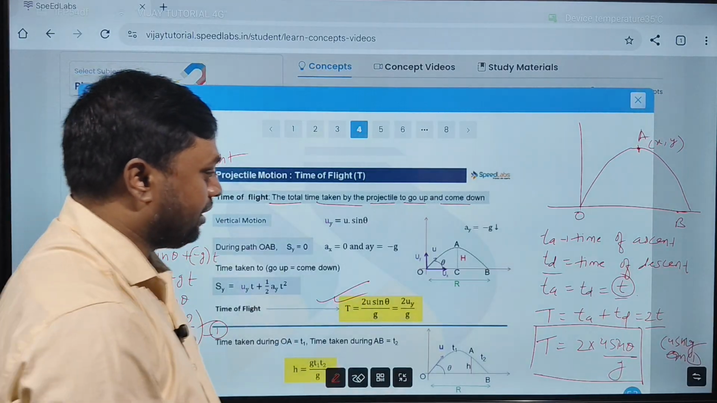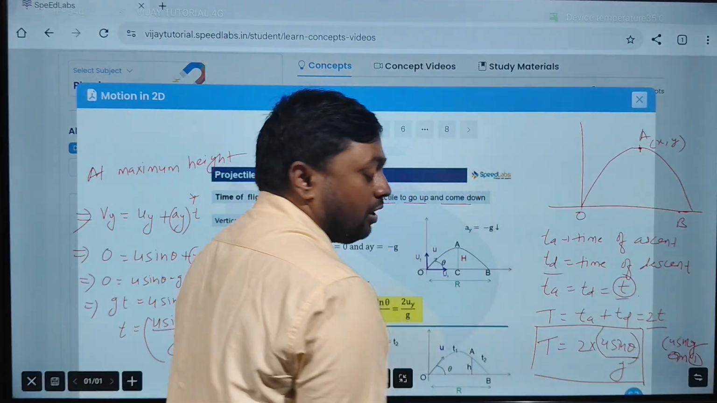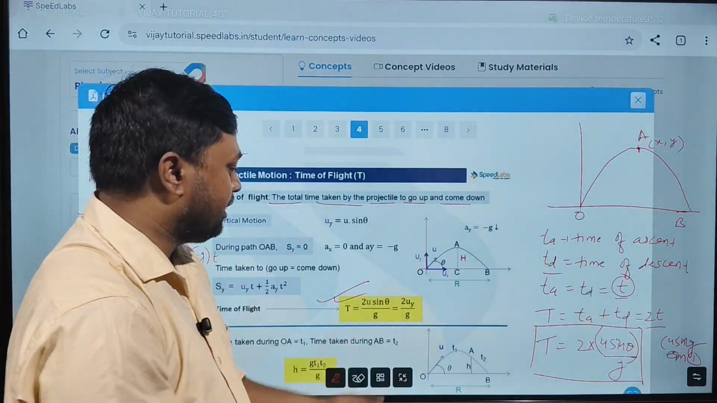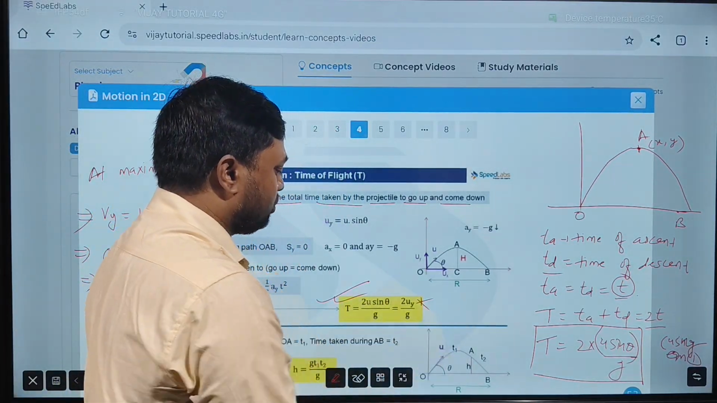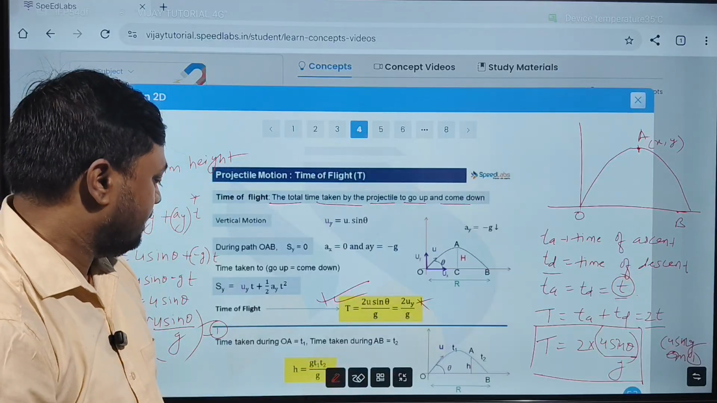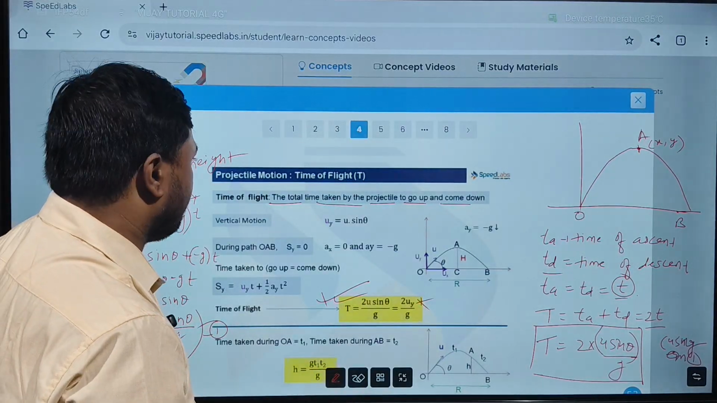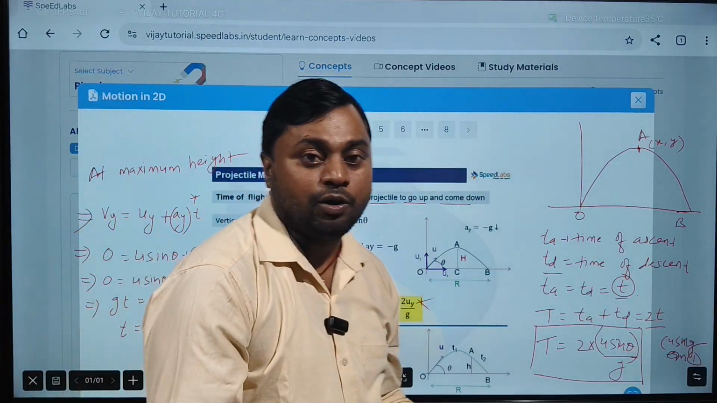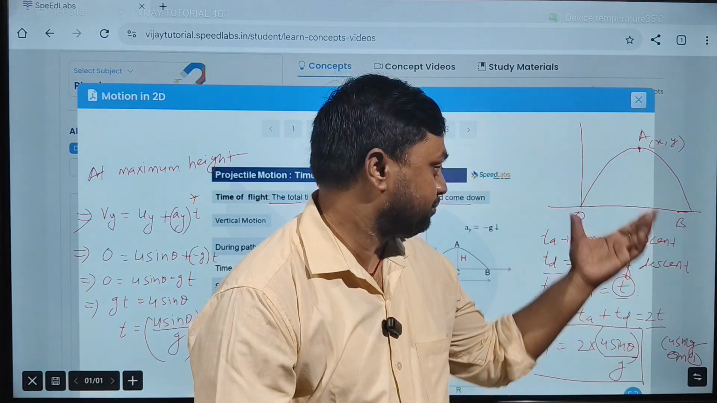Now, u sin theta is nothing but the vertical component of velocity. So can we write 2 times uy by g? So this is also how we can write time of flight. I hope you understood. These are the concepts of time of flight. Please make a note of this.